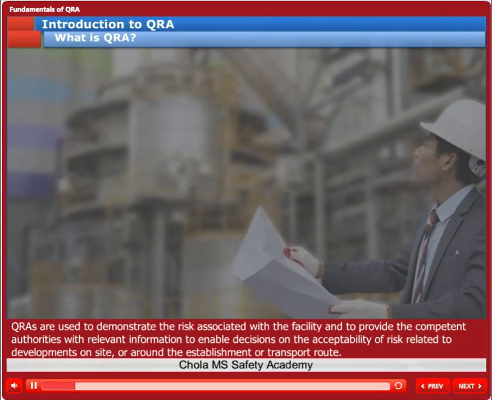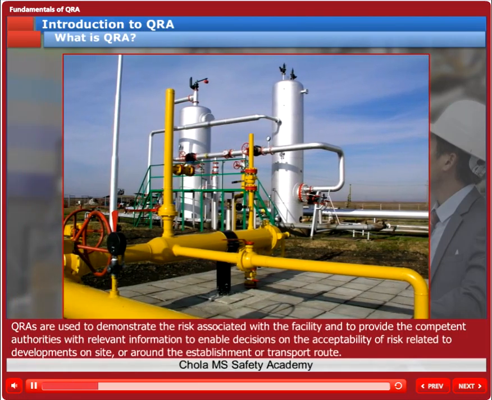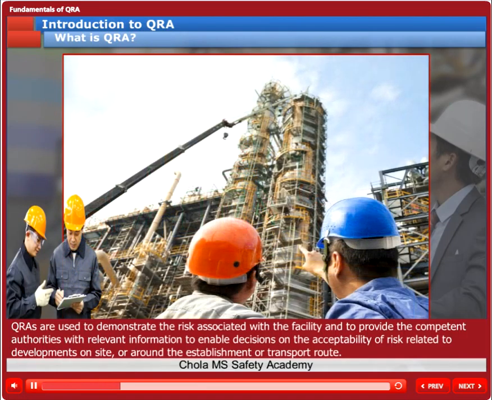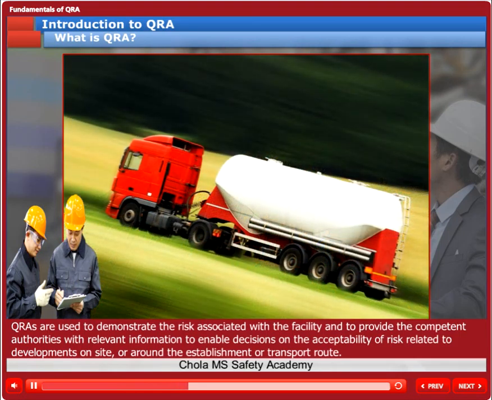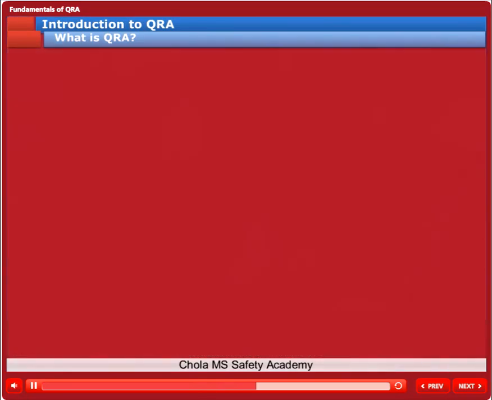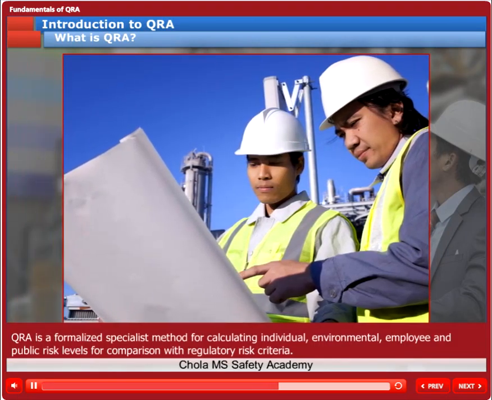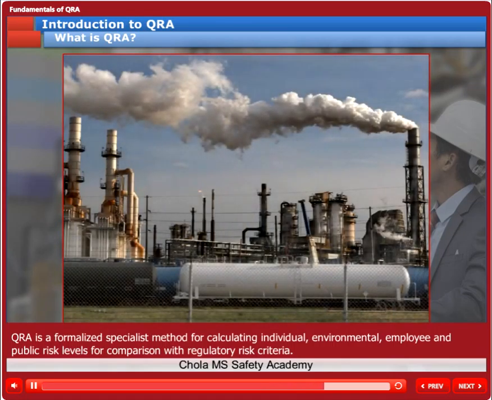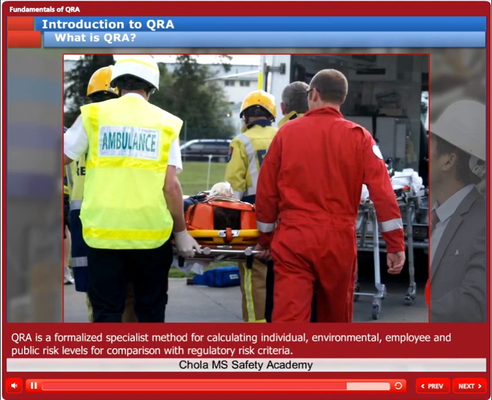QRAs are used to demonstrate the risk associated with the facility, and to provide the competent authorities with relevant information to enable decisions on the acceptability of risk related to developments on site or around the establishment or transport route. QRA is a formalized specialist method for calculating individual, environmental, employee, and public risk levels for comparison with regulatory risk criteria.